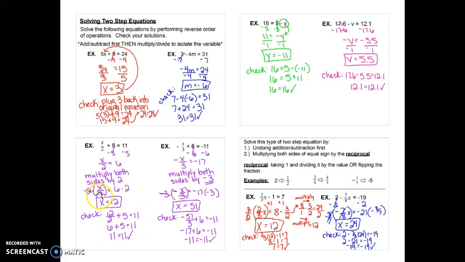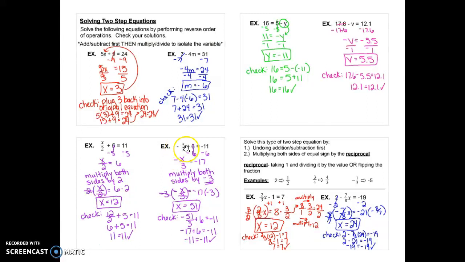Okay, when I do that over here, my 2's cancel each other out. I am left with an x. 6 times 2 is 12. So my final answer here is that x equals 12. Again, you can plug that back in to check your answer. So 12 divided by 2 is 6 plus 5 is actually 11. Okay, next example. Same basic setup.